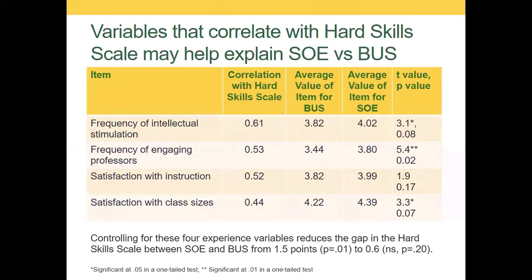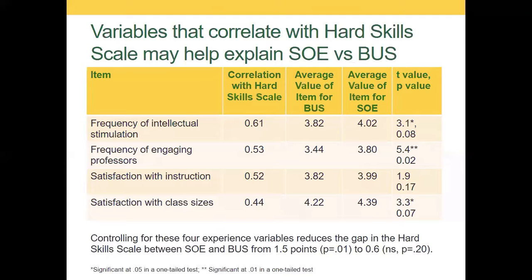So, the correlation between class sizes and mastering hard skill scale is a 0.44. That's not to be sneezed at. That's a pretty good correlation. The average for business is a 4.22. The average for the School of Education, their average satisfaction with class size is 4.39.